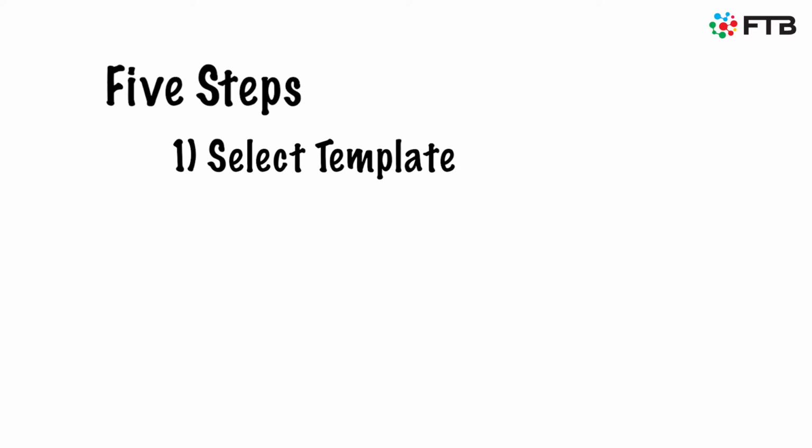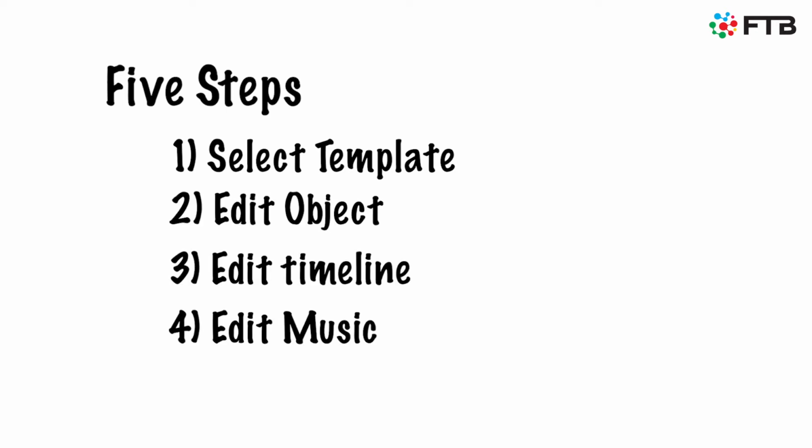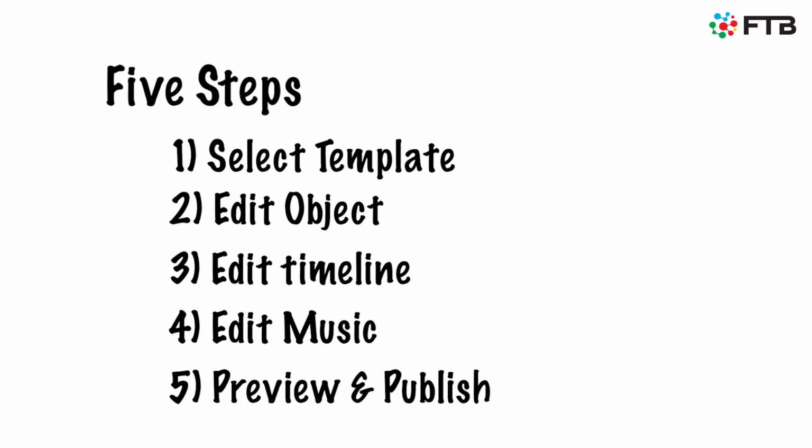So after deciding on your script, there are just 5 steps that you need to follow, and we'll see those 5 steps quickly in this video. So these 5 steps are: first, selecting the template; second, editing the object; third, edit timeline; fourth, edit music; and fifth, preview and publish. So without wasting much of your time, let's directly get started by going into the tool.